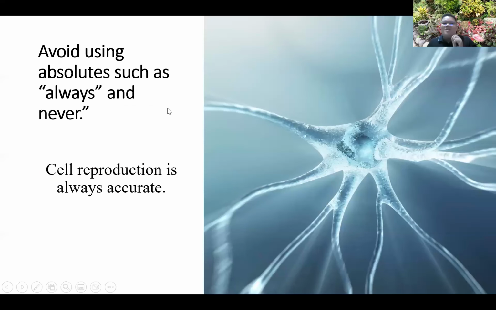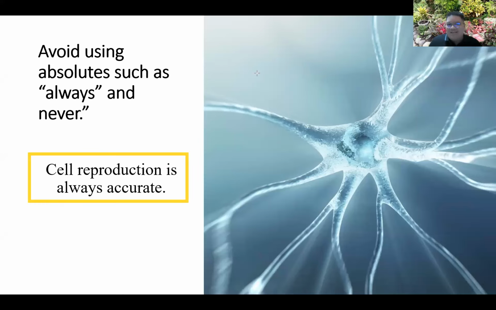Other than that, we also avoid the use of the words always and never. Bakit class? Pag may always, tapos true or false. Halimbawa, cell reproduction is always accurate. What's the tendency? Is that a true statement or a false statement? What's the tendency class kapag may always? True nga ba siya or false?